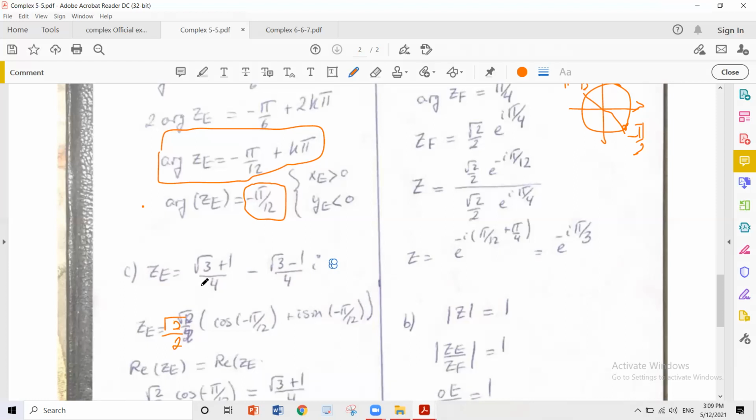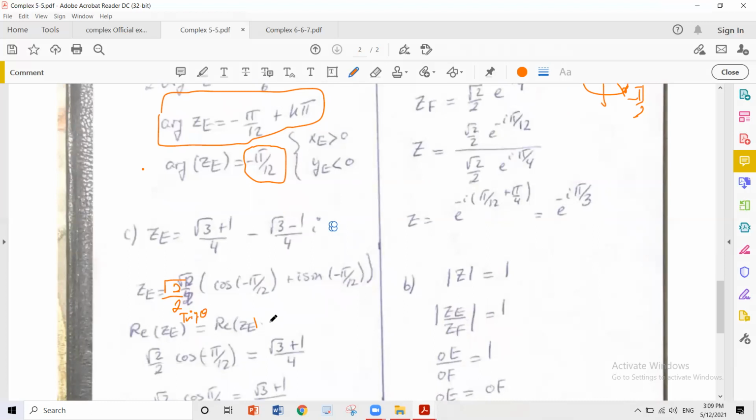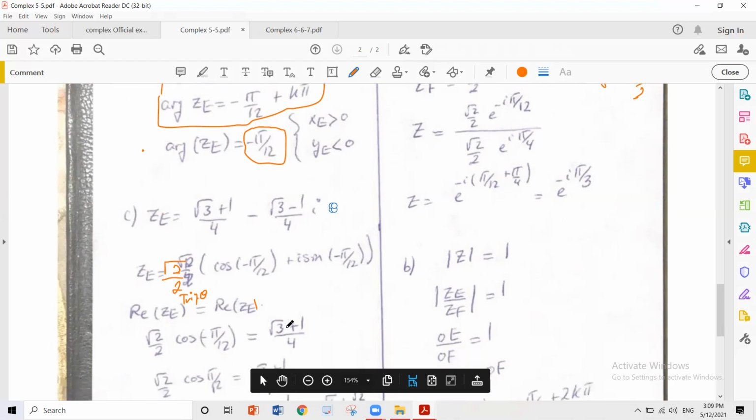The real part equals real part. The real part in the trigonometric form equals the real part in the algebraic form. Trigonometric form, real part is radical 2 over 2 cosine minus pi over 12. Real part of ZE is radical 3 plus 1 over 4.